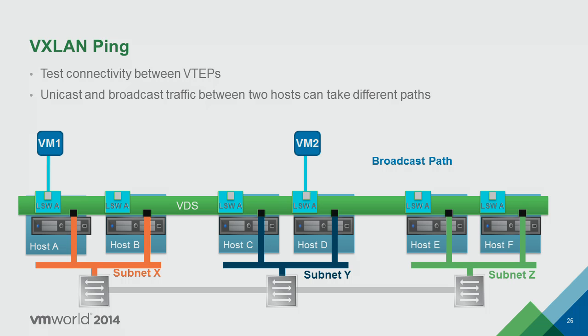Let's assume that you want to debug some problem between VM1 and VM2. So there are 2 kinds of traffic in general, right? There's unicast traffic and there's BUM traffic: broadcast, unknown unicast, and multicast. These 2 kinds of traffic take 2 different paths. The unicast traffic is pretty straightforward. In the workflow, you can choose whether you want unicast or broadcast traffic. If you choose unicast traffic, then the ping would go from host A directly to host D, because in our software, we know that VM2 is sitting on host D, and we know the IP address for host D.